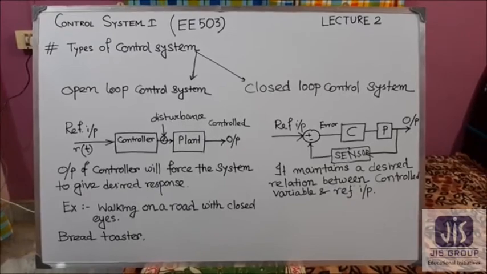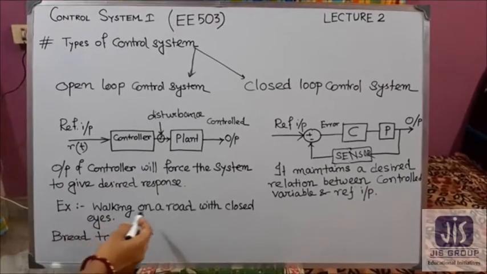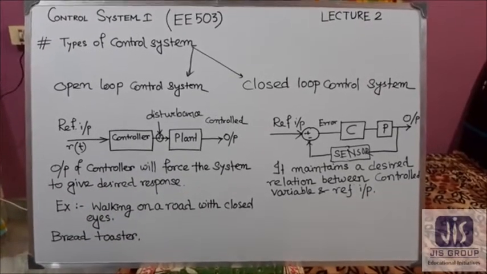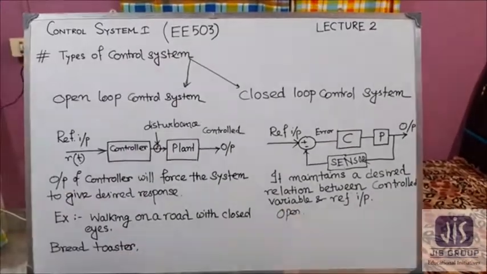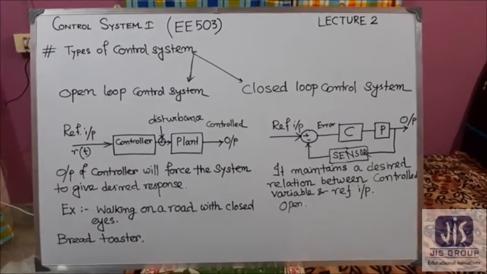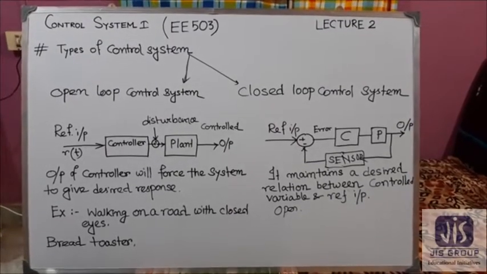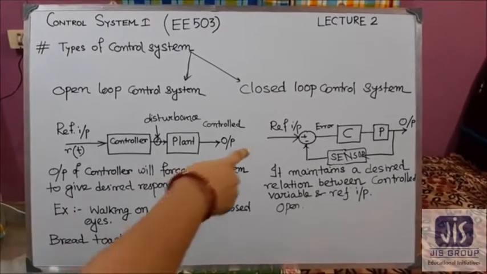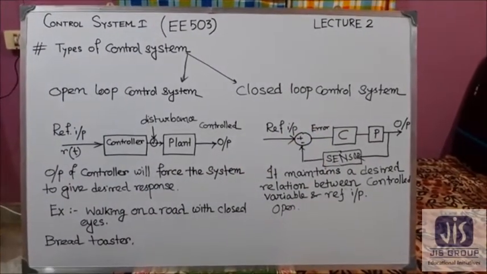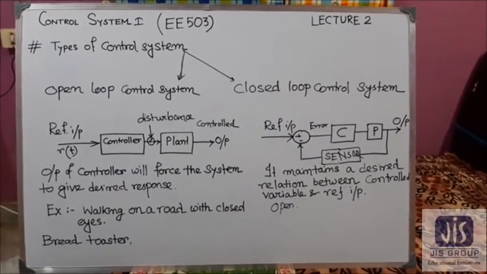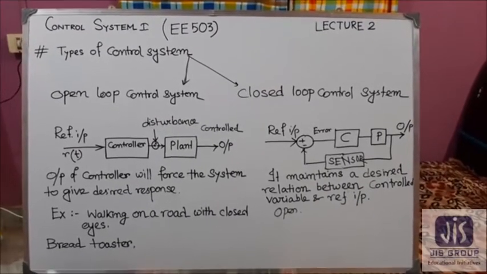So here we can use as an example, in open loop control system, the example was walking on a road with closed eyes. Now consider walking on the road with open eyes. That means the eyes are open, that means the sensor is present, and when the sensor is present, then we can directly compare the reference input with the output, and according to that the error will be calculated, and when the error is calculated, the controller can take the corrective action. So this is an example of the closed loop control.